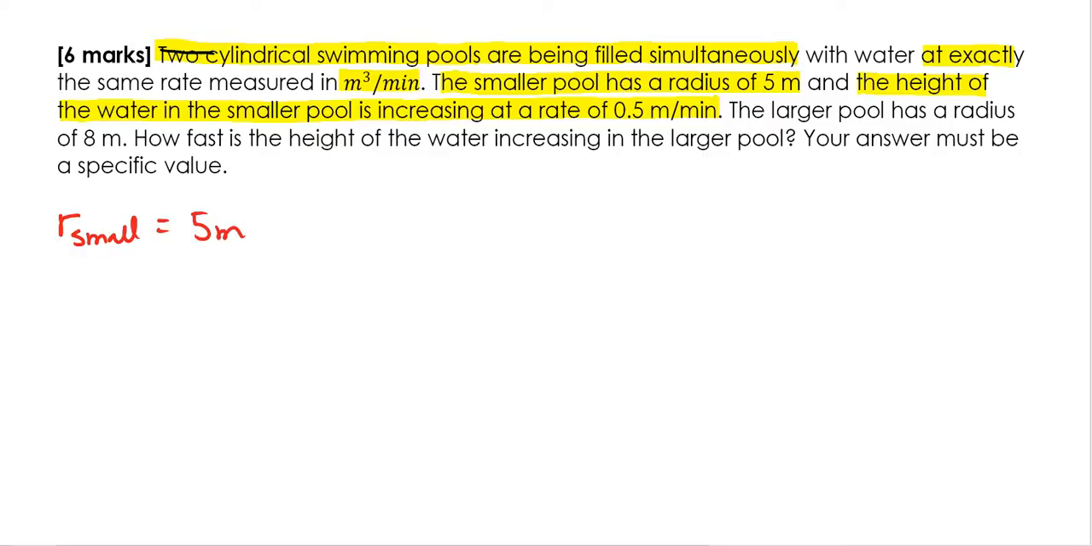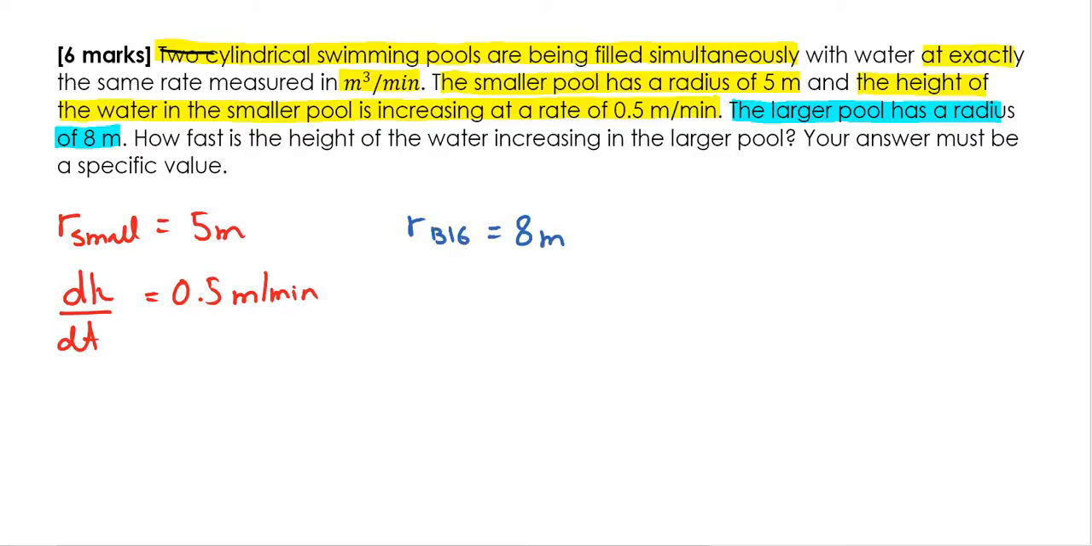Okay, so that means the height is increasing at a rate of 0.5 meters per minute. Okay, great. Now we have some information about the larger pool. The larger pool has a radius of 8 meters. And I want to find out how fast the height of the water is increasing in the larger pool. So I want to find out what dH by dt is for the bigger pool there.